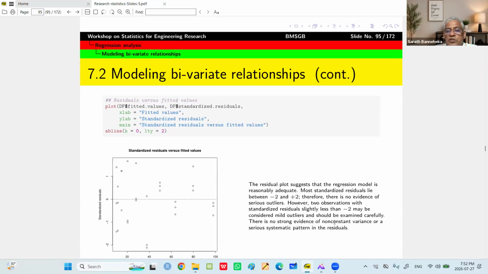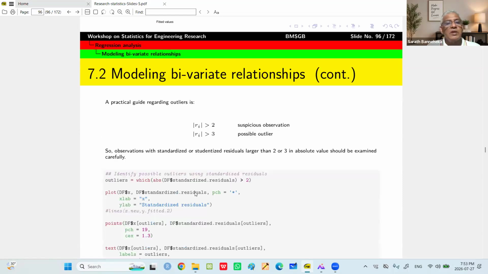There is no strong evidence of non-constant variance, because there's no evidence of increasing variability or something like that in what we looked at earlier. So it's therefore reasonable to assume that the homoscedasticity assumption is also reasonable, right?